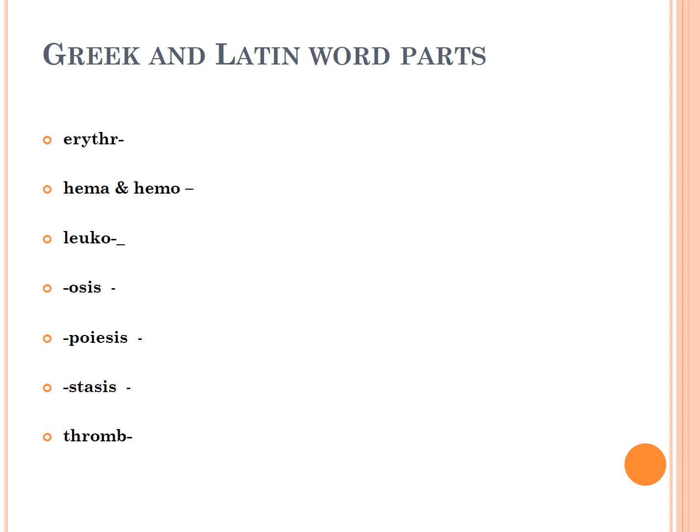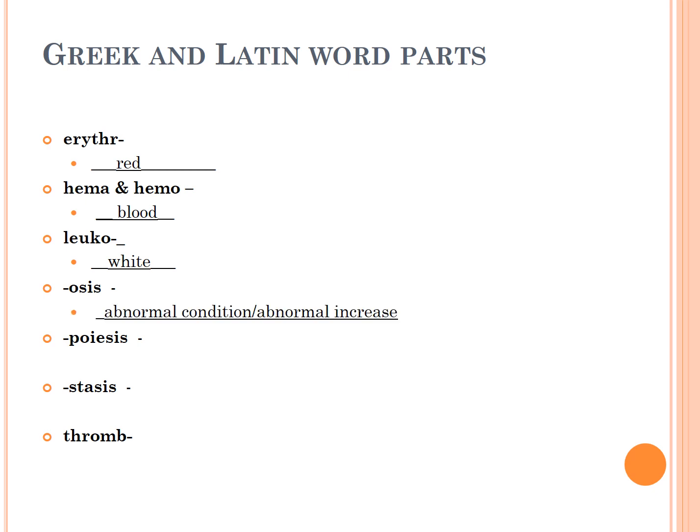There's a variety of Greek and Latin words associated with blood, such as erythro, meaning red, hema, hemo, blood, leuko, white, osis, means abnormal condition. When used with words related to blood, it means abnormal increase. Poiesis, to make or produce. Stasis we did previously, stop or stand still. And throb means clot.